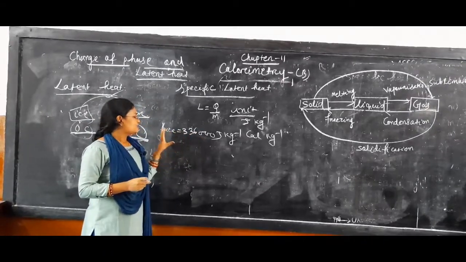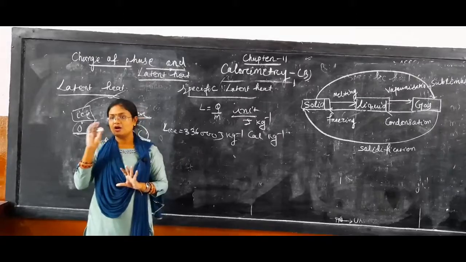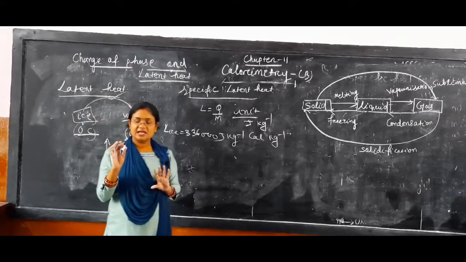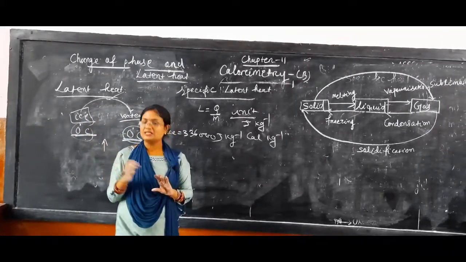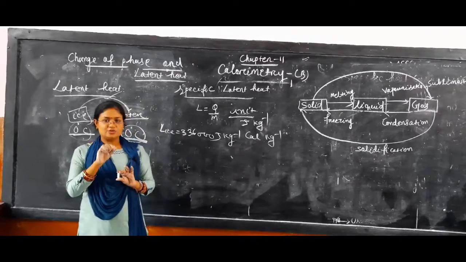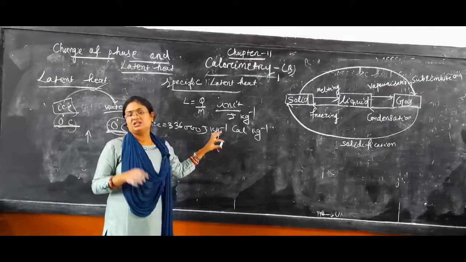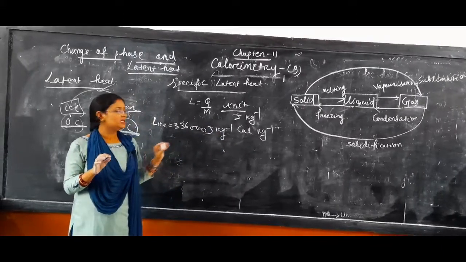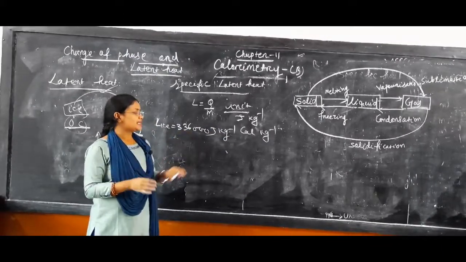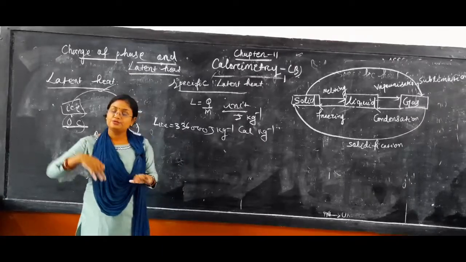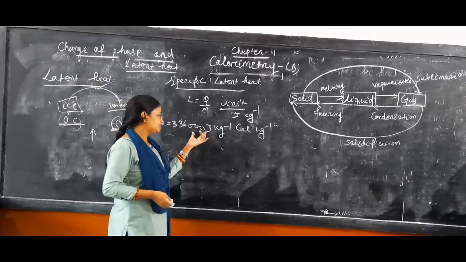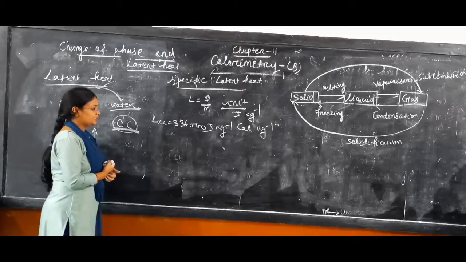So what is the meaning of the latent heat of ice is 336,000 joule per kg? That means you will write in this way. So 1 kg of ice needs 336,000 joule to melt. So for the melting process this much amount of heat is needed. Understood?